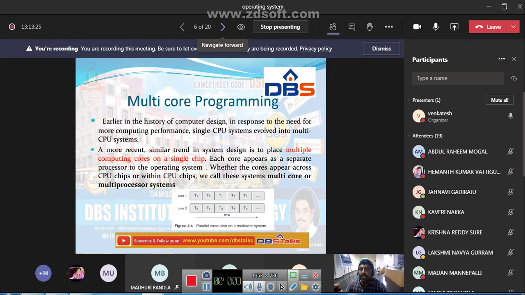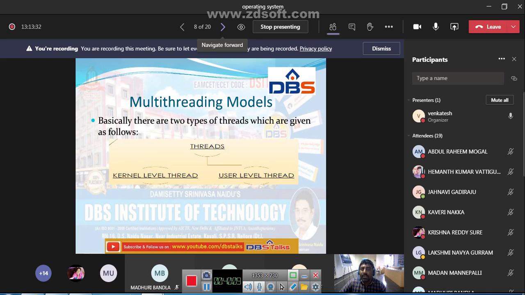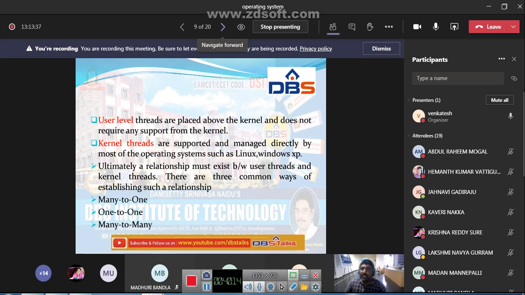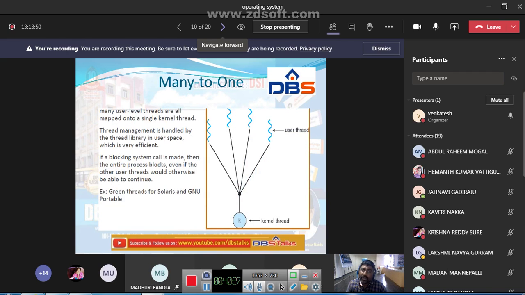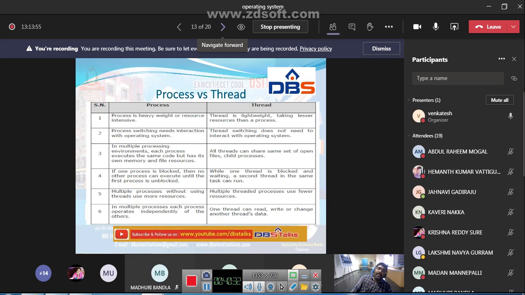At the same time, what is multi-core programming, what are the various challenges in implementing multi-core systems, and what are the two basic types of threads, that is kernel level and user level threads. How the user level and kernel level threads interact with each other is described by the multi-threading models: first many to one, second one to one, and the next many to many. Next, the difference between process and thread.